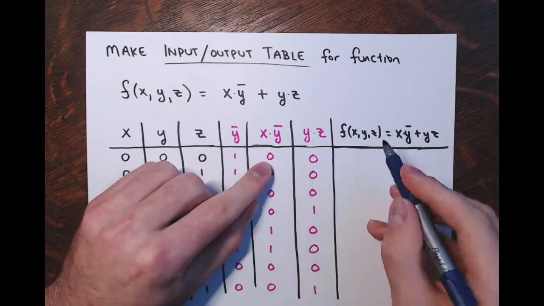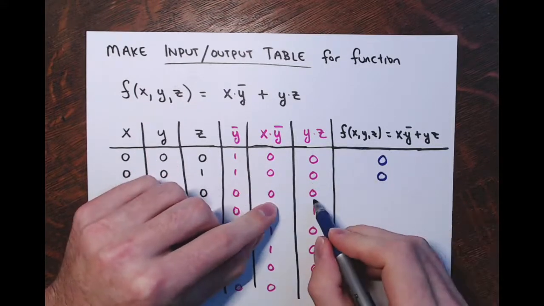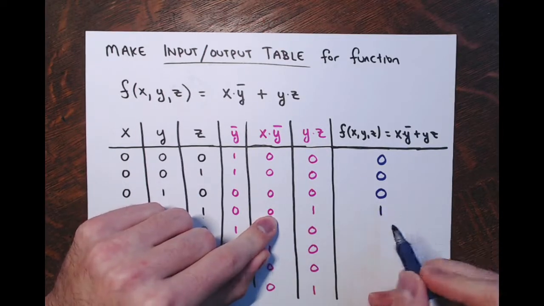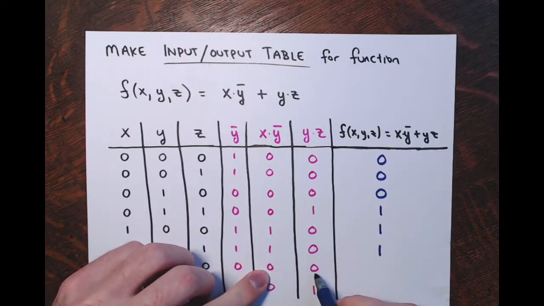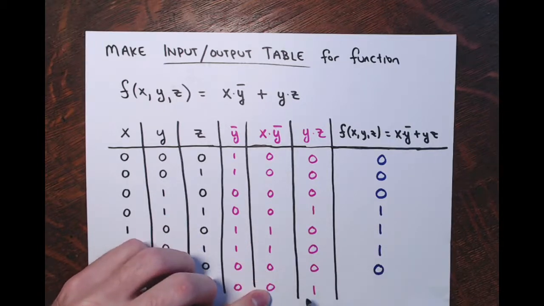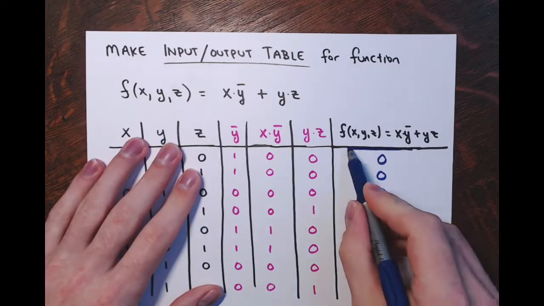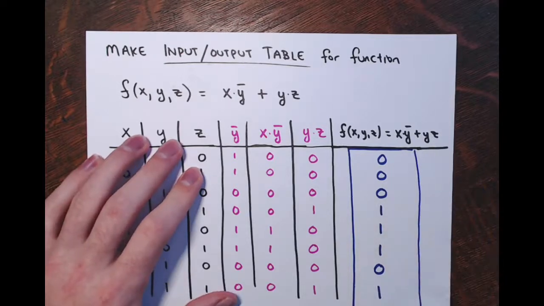So 0 plus 0 is 0. 0 plus 0, 0. 0 plus 0, 0. 0 plus 1, 1. 1 plus 0, 1. 1 plus 0, 1. 0 plus 0, 0. And 0 plus 1, 1. Now look at this column here. This is my final product. These are all the outputs.